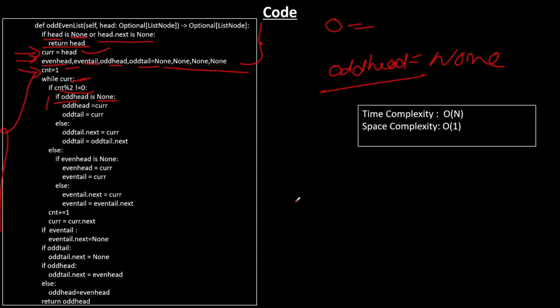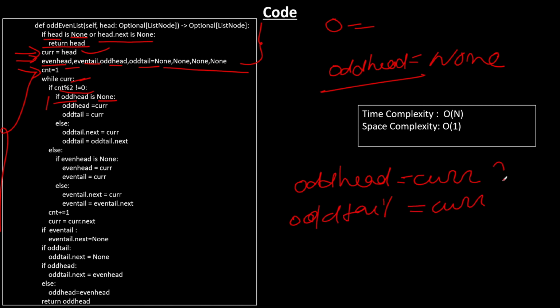Fine. So what we do, we put odd head to the current value and odd tail also to the current value, because both have to point to the first value. Eventually, if you see in the else case, we just move the tail pointer for the odd case, because odd head is head and odd tail has to be the tail of the linked list for the odd part. That's why we keep on moving it.